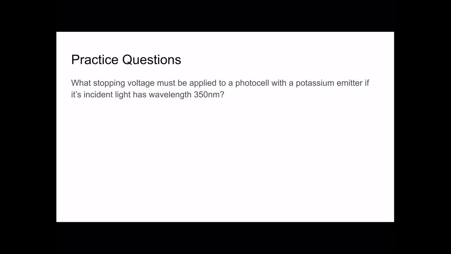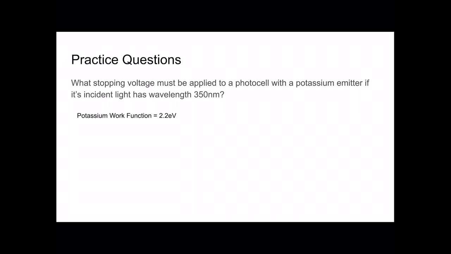Alright, so here are some practice questions. What stopping voltage must be applied to a photocell of a potassium emitter if its incident light has a wavelength of 350 nanometers? The potassium work function is equal to 2.2 electron volts. I'll give you some time to work out the answer to this question, and when you're ready, keep watching the video to find out the answer.